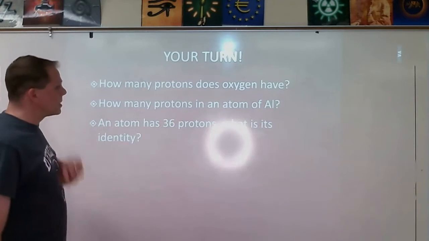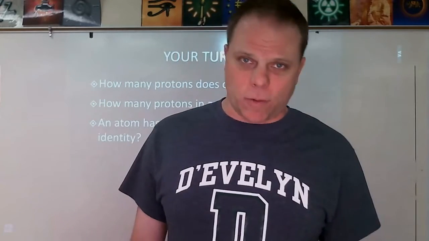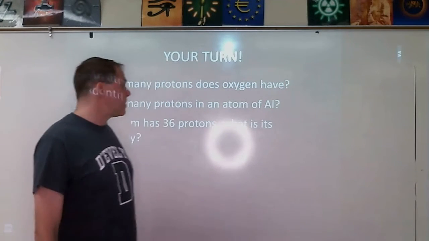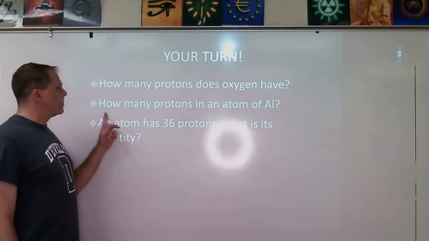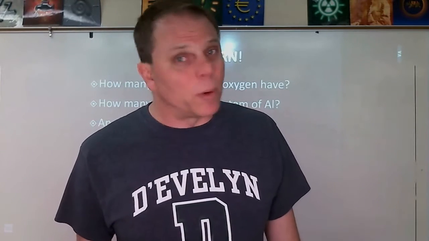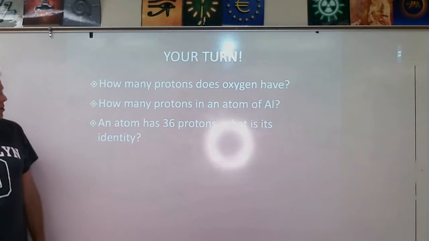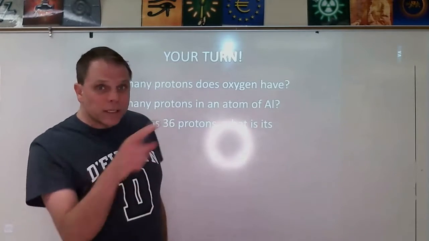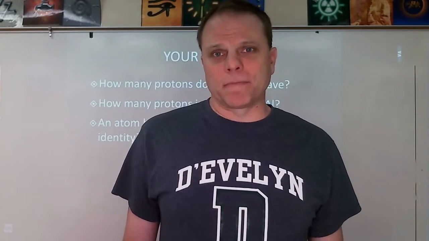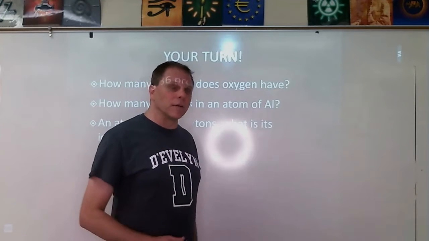Okay, we're back. How many protons does oxygen have? If you look at the periodic table, you're going to see that oxygen has a little number 8 in the right-hand column. That number 8 is the number of protons that oxygen has, and that is its atomic number. How many protons in an atom of aluminum? Look at aluminum, find it. It's number 13 on the periodic table. That number is the number of protons it has. An atom has 36 protons. What's its identity? We'll find 36 on the periodic table, and that element is krypton. So just look at the top right-hand number on the periodic table, and you're going to be able to figure that out.